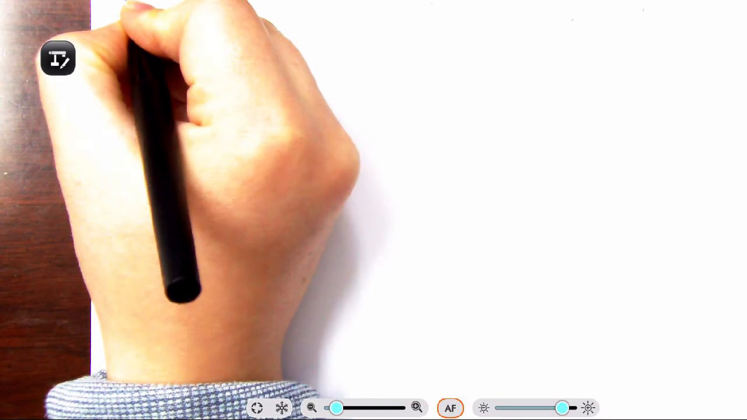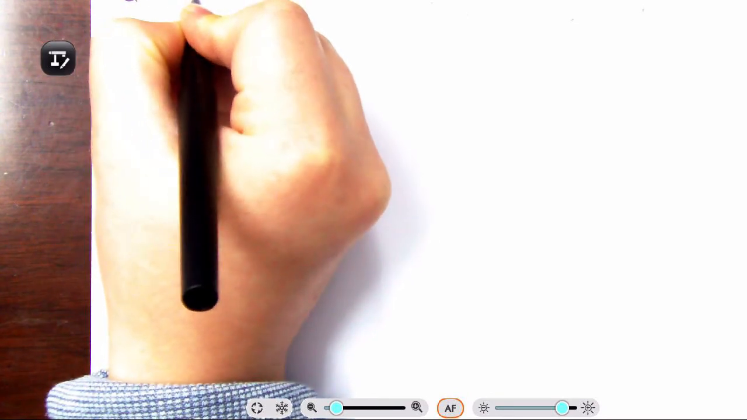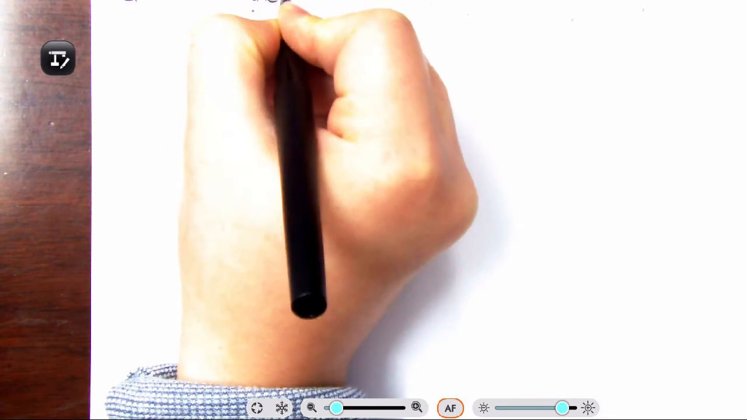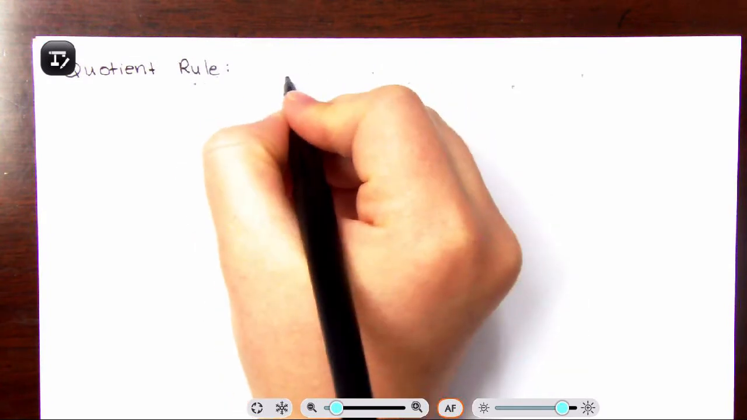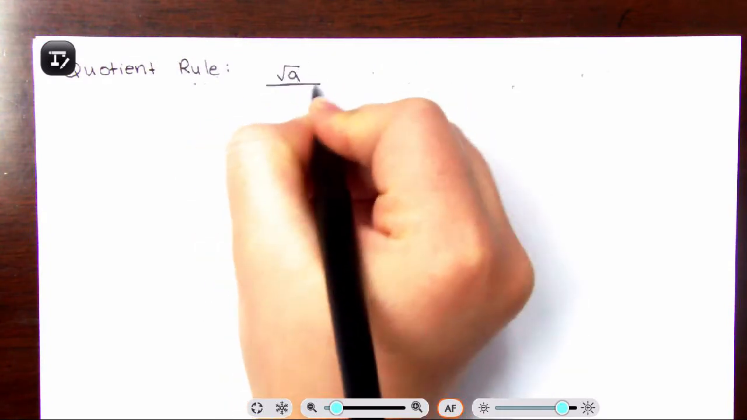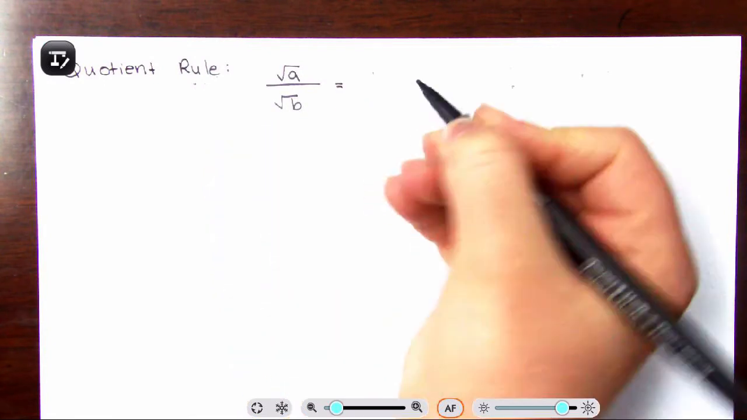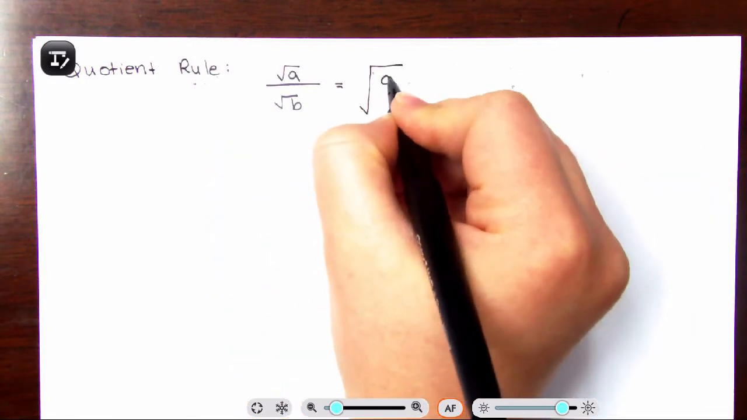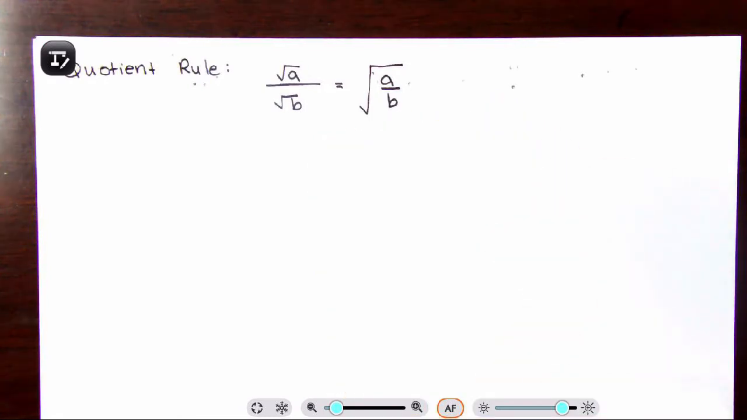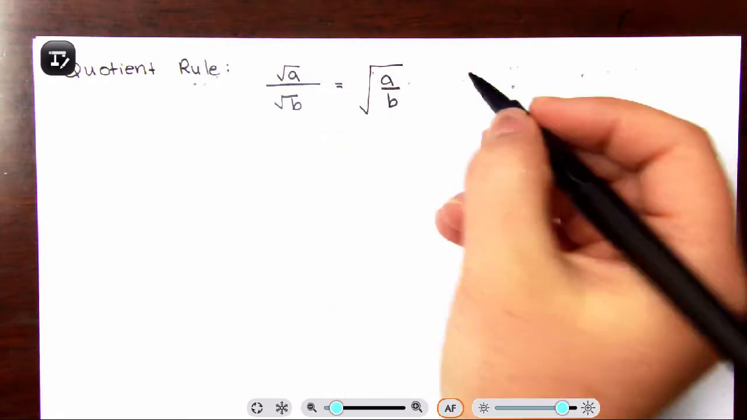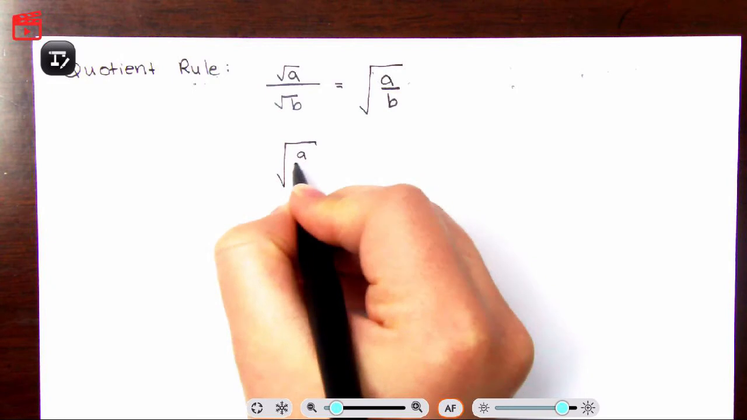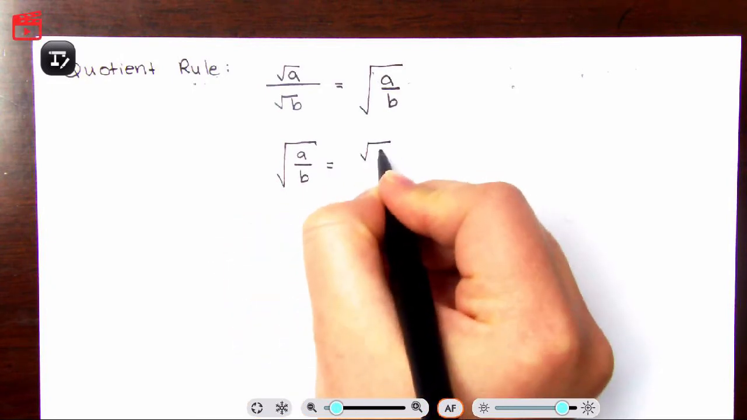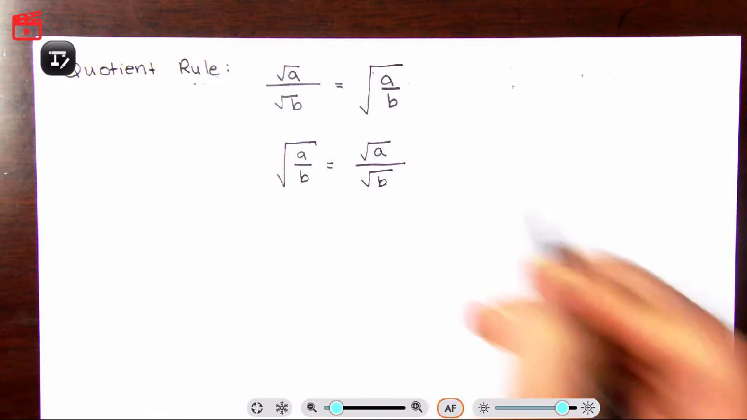So the second one is called the quotient rule, the second property that we're going to use. Now the quotient rule states that the square root of A divided by the square root of B is exactly the same as taking the square root of the fraction A over B. Now, just like for the product rule, we can go the other way around. If we have the square root of the fraction A over B, we can rewrite that as the square root of A divided by the square root of B.